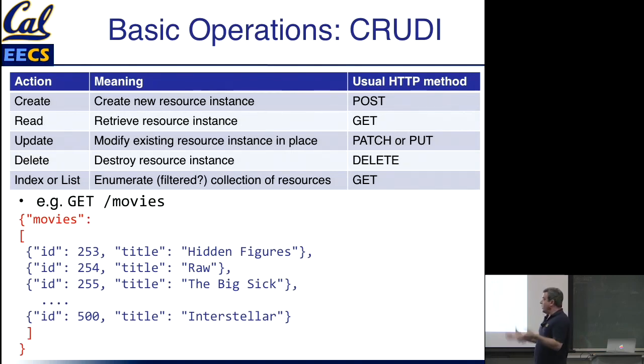And in the case of a collection of resources, you can also ask for an enumeration, right? A list of all of them. So with the movie database, we asked for a list of movies filtered by some criterion.